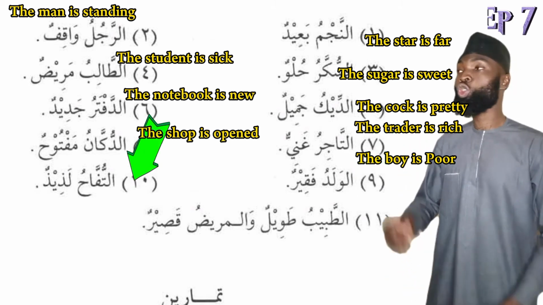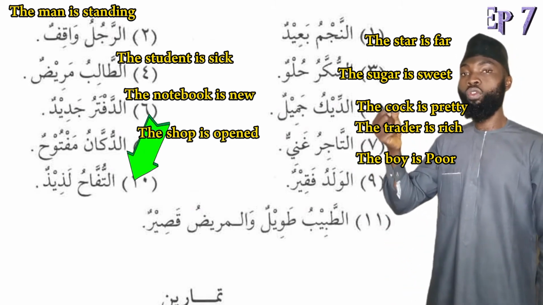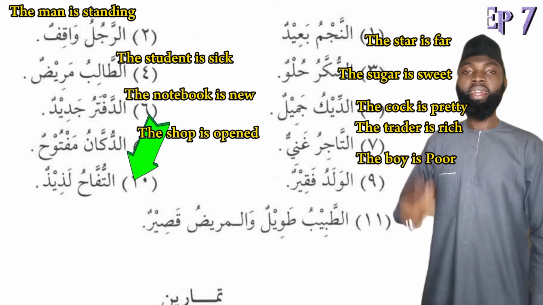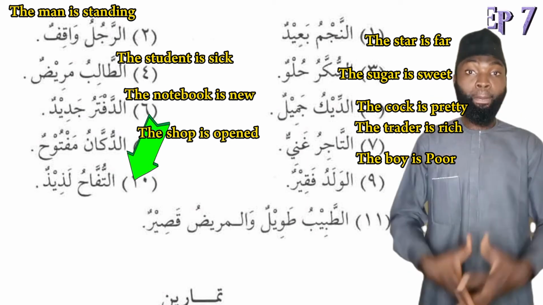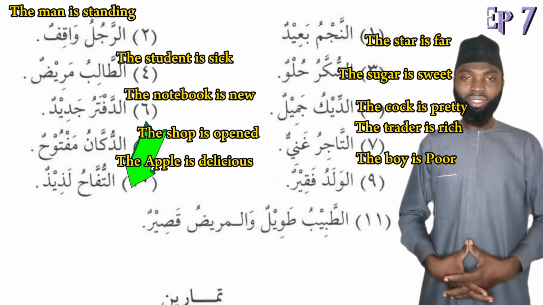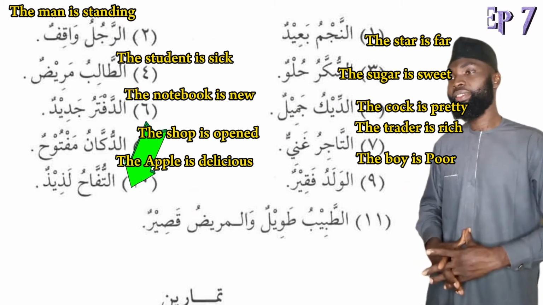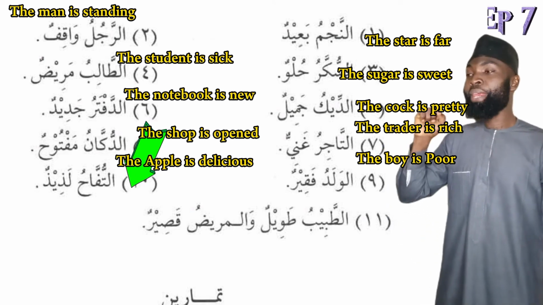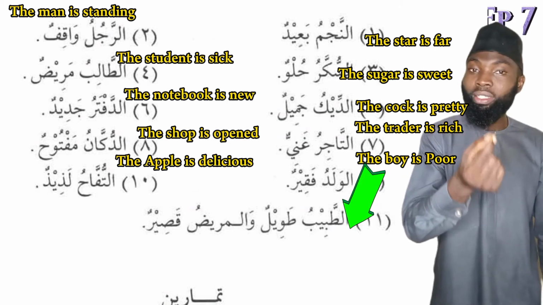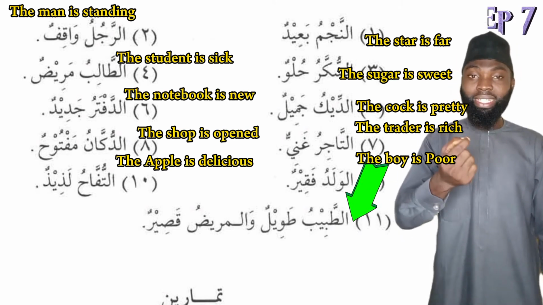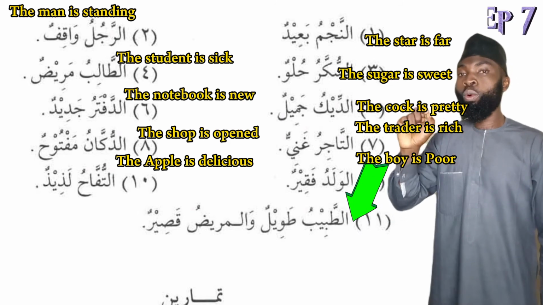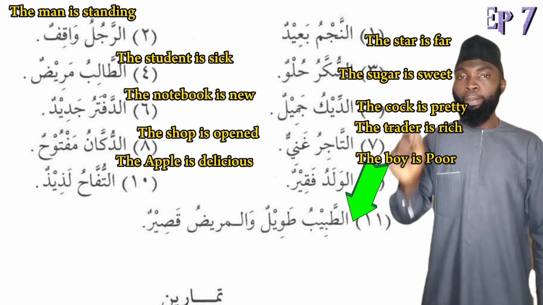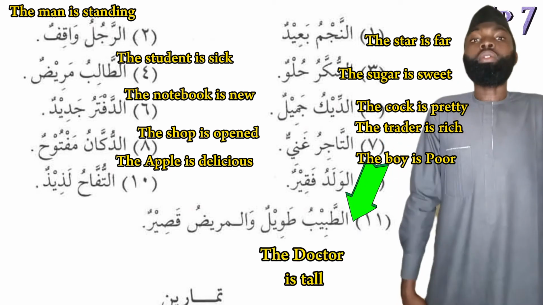And number 10, at-tufahu ladhidun. The fruits, the apple is delicious. At-tufahu ladhidun. The apple is delicious. And we have lastly at-tabibu. At-ta, not al-ta. Even though the lam is there, here we're saying at-ta. At-tabibu tawilun. Wal-maridu qasirun. At-tabibu, the doctor, tawilun is tall.